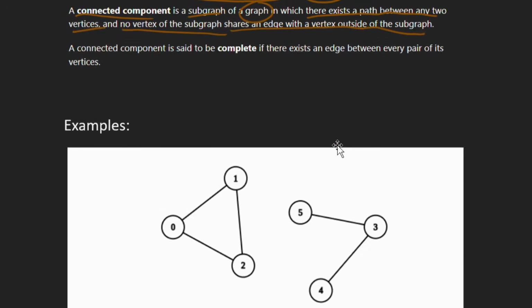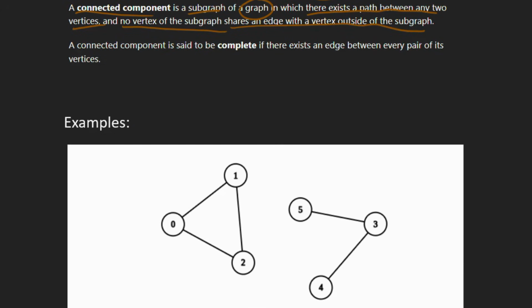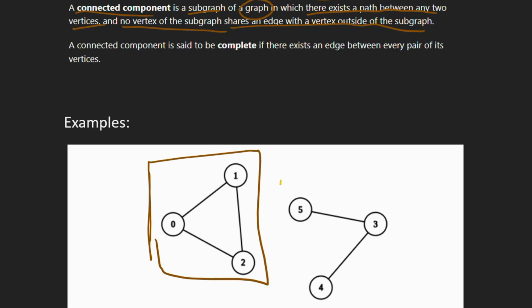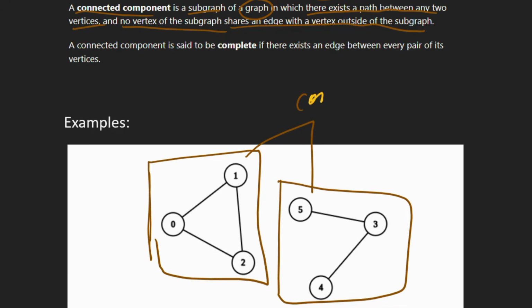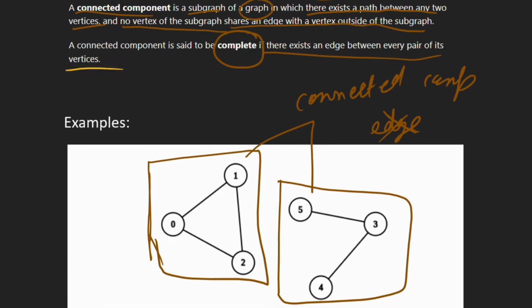If you see the example, this is a graph. We can see the graph is having one part over here and the other part over here. Basically these are two connected components, and between two connected components there is no edge. Now a connected component is said to be complete if there exists an edge between every pair of its vertices.